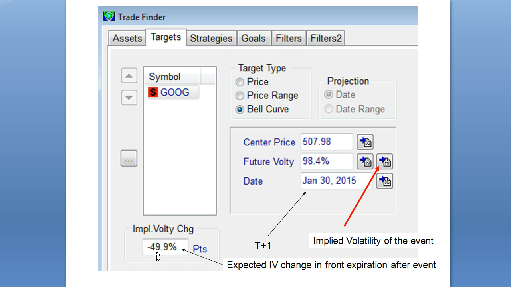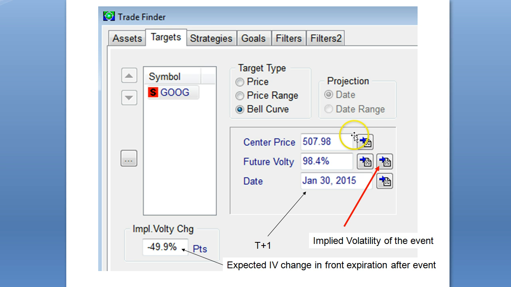So when you see a number here under implied volatility change, you know that there is an event being modeled internally here, and it's most likely related to earnings. For our purposes, we don't know which way the stock is going to gap. We have a pretty good indication it's going to gap 1 to 3.5%. We don't know which way. So we're going to go ahead and under target type, use bell curve. We're going to click this button and bring in center price.